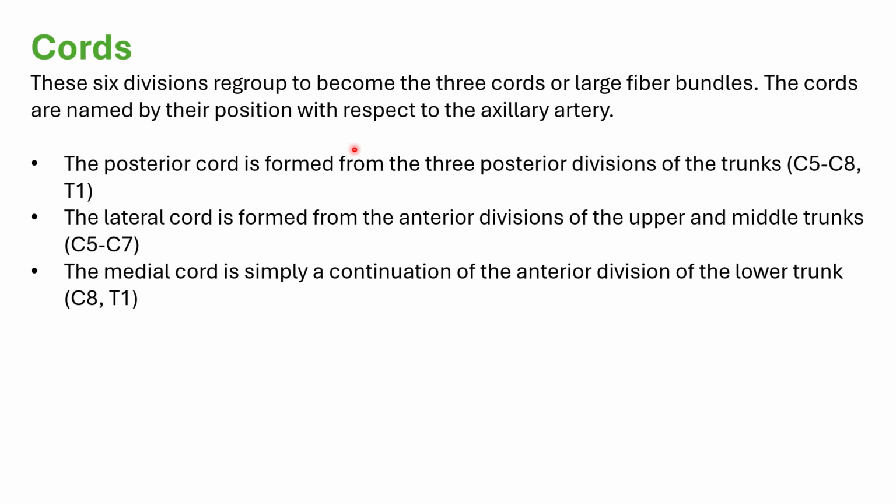The six divisions regroup to become the three cords of large fiber bundles. The cords are named by the position with respect to the axillary artery. The posterior cord is formed from the three posterior divisions of the trunk, C5 to C8. The lateral cord is formed from the anterior division of upper and middle trunk, C5, C7. The medial cord is simply a continuation of anterior division of the lower trunk, C8, T1.